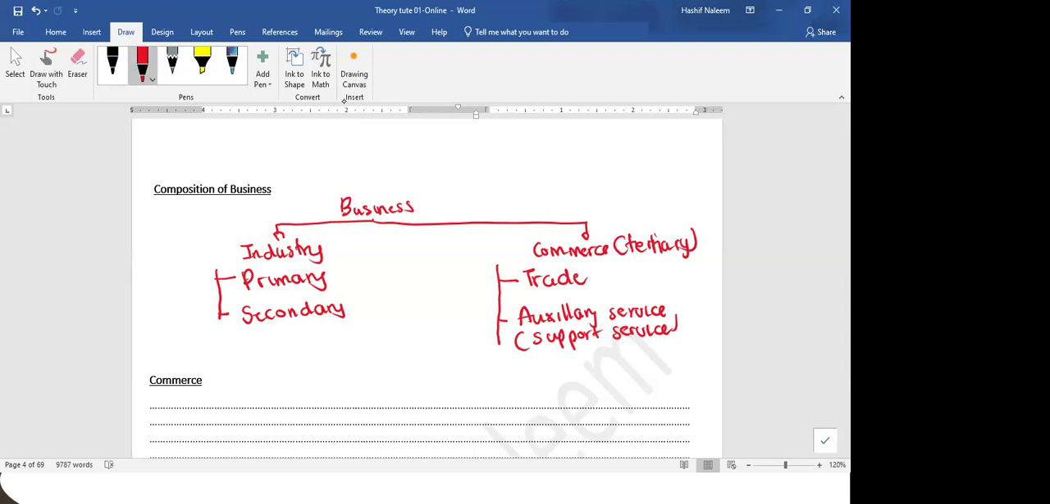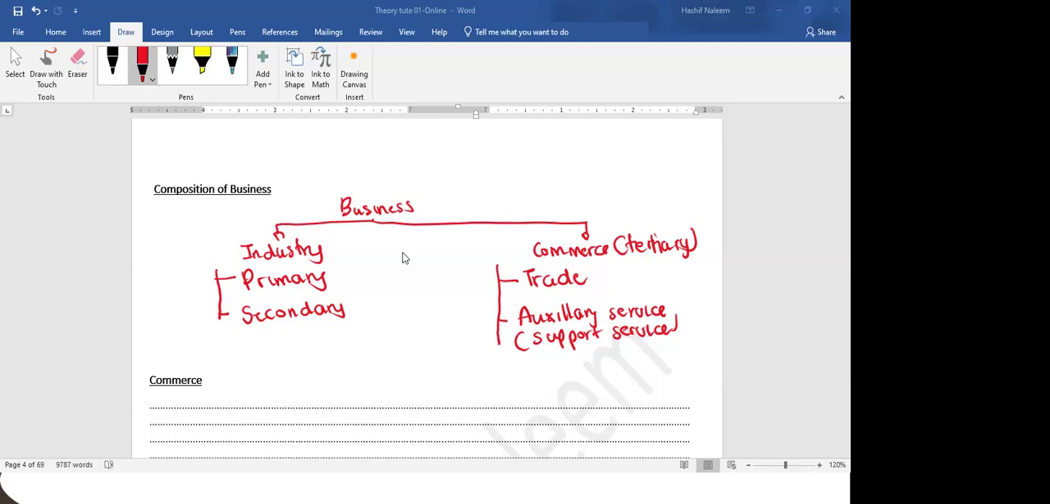Soon copy down this. Once you're done, just put me a confirmation. Once you're done drawing, put me a confirmation. Done? Yeah. What about others? Done? Okay.